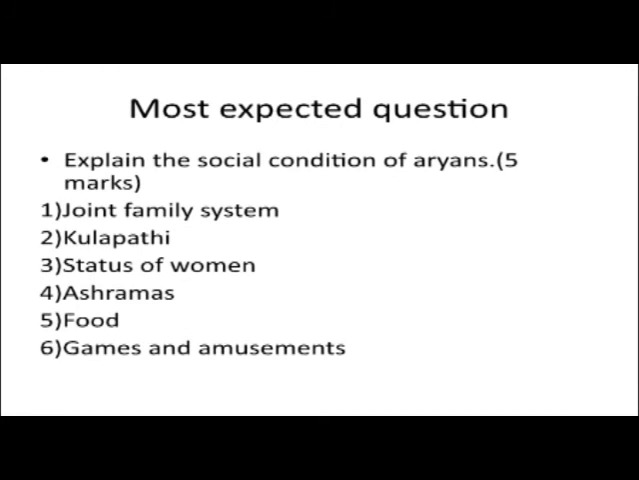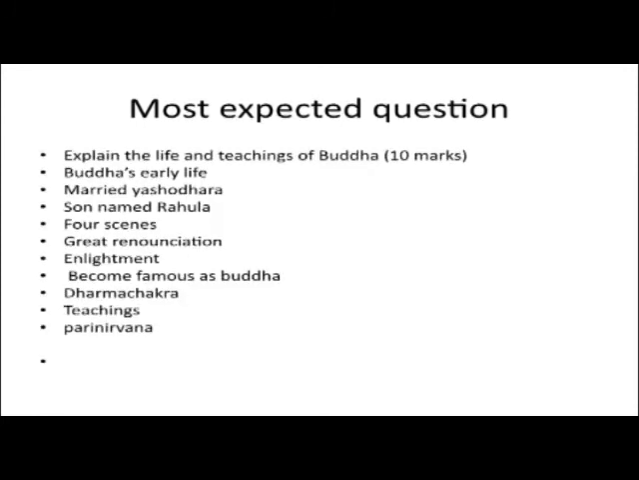This is all about the social conditions of Aryans. Guys, it is for 5 mark questions. So minimum you have to write 7 points and maximum you can write 10 points. So this covers 5 mark questions, that is, the social conditions of Aryans.